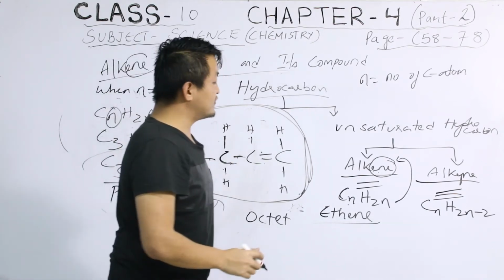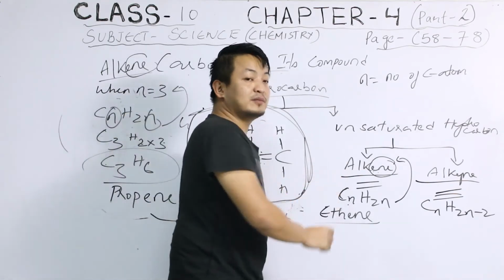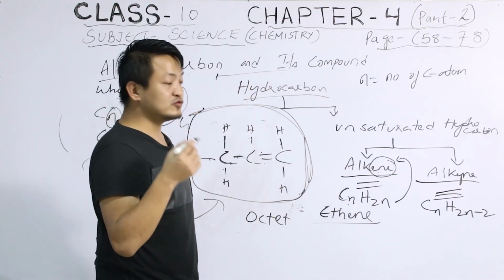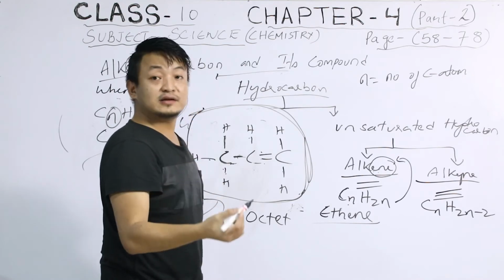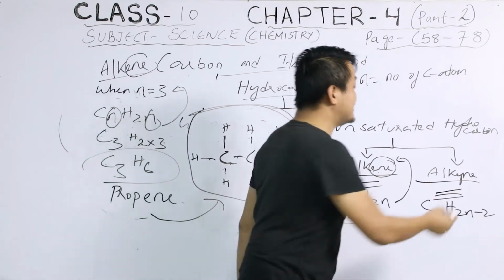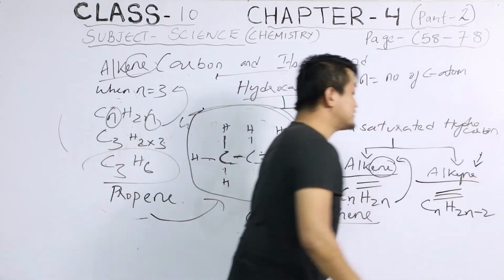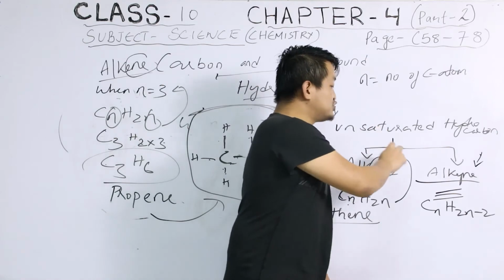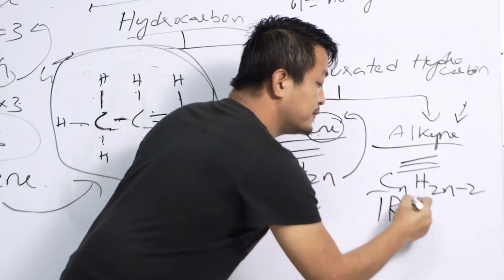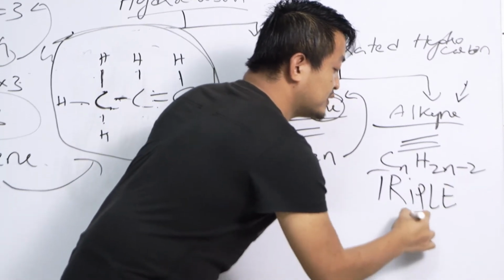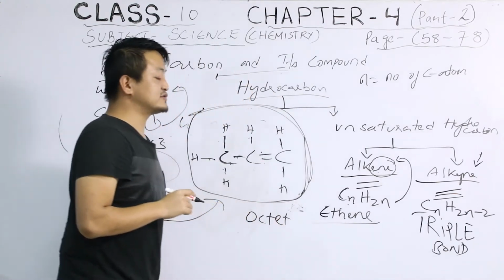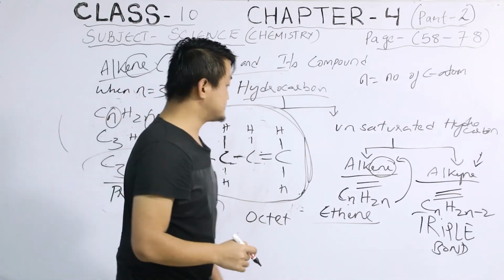So students, I have given you 2 examples regarding the alkene family, that is ethene and propene. Likewise, I'll give you an assignment to try for butene or pentene. Now, let's discuss alkyne. Alkyne is an unsaturated hydrocarbon where we get to see a triple bond between carbon atoms.